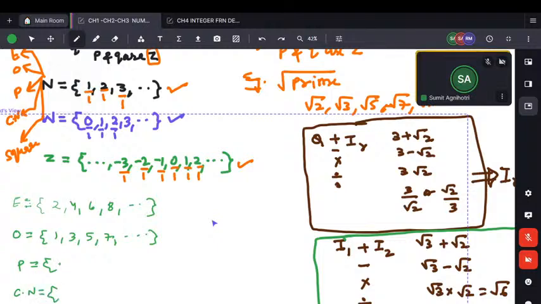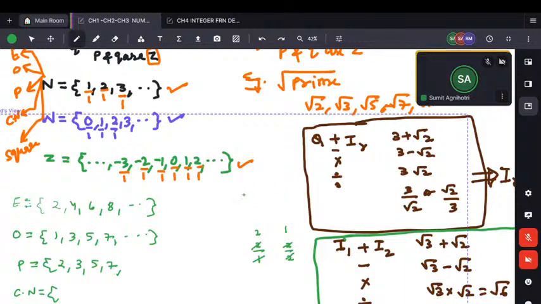Exactly 2 factors. 2 has exactly 2 factors. 2 is divisible by 1, and 2 is divisible by 2. It has exactly 2 factors. That is why 2 is a prime. 3 is a prime. 5 is a prime. 7 is a prime. 8, 9, 10, they are not prime.